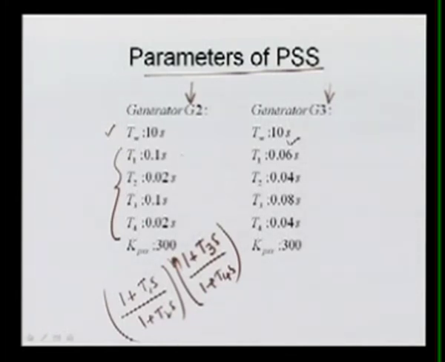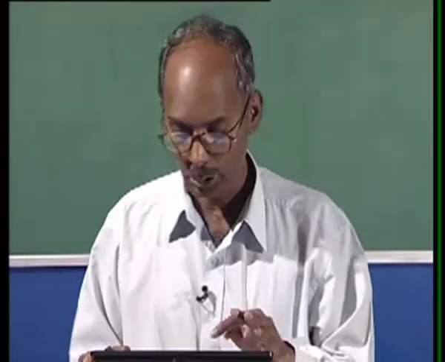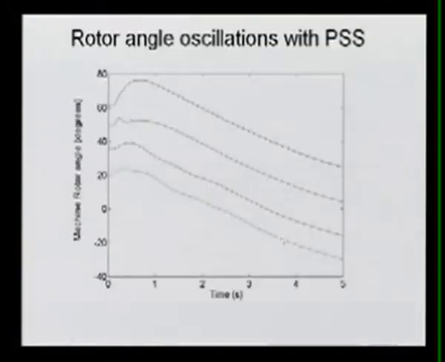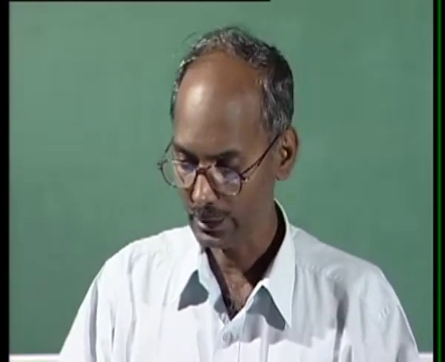For this stabilizer we have used this time constant, and for this stabilizer we have used this. The gain we have used for both stabilizers is 300 each, and this is again based on the hit and trial method that we have obtained, although there are so many methods suggested for obtaining the proper gains of the power system stabilizer. Using this, we again did it for the same fault, and then we measured the rotor angle oscillation with the power system stabilizer.